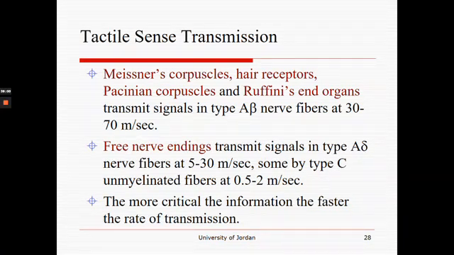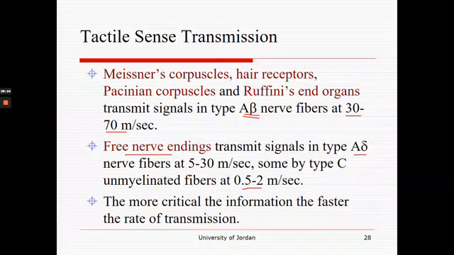They transmit signals in type A beta, that's very fast, between 30 and 70 meters per second. Free nerve endings transmit signals through A delta and C between 5 and 30 meters per second, some by C, which is unmyelinated, between 0.5 to 2 meters per second. The more critical the information is, the faster the rate of transmission. So fine touch, fine pressure, they are transmitted very fast through A beta or A alpha sometimes.